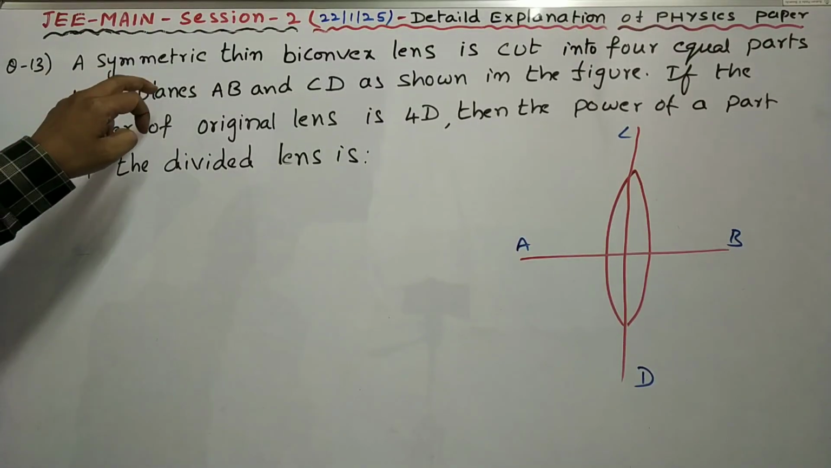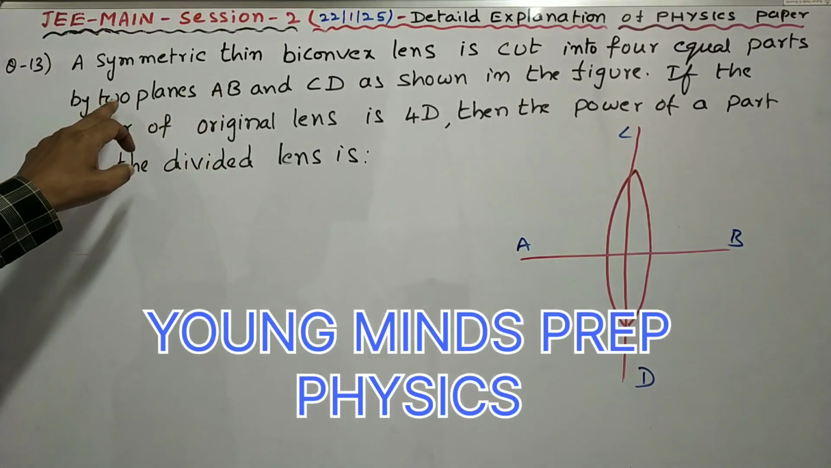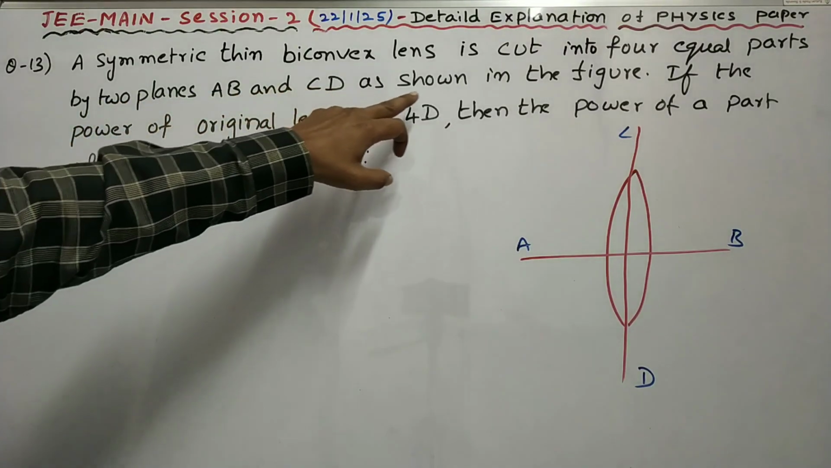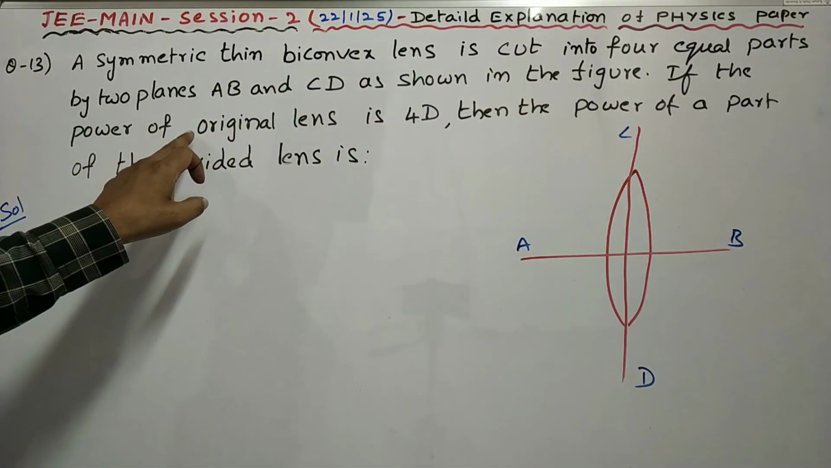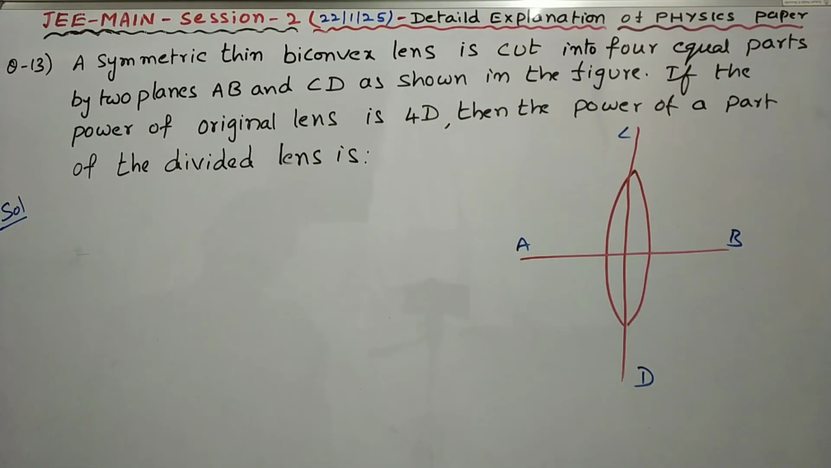The 13th question. A symmetric thin biconvex lens is cut into 4 equal parts by two planes AB and CD as shown in the figure. If the power of the original lens is 4D, then what is the power of a part of the divided lens?